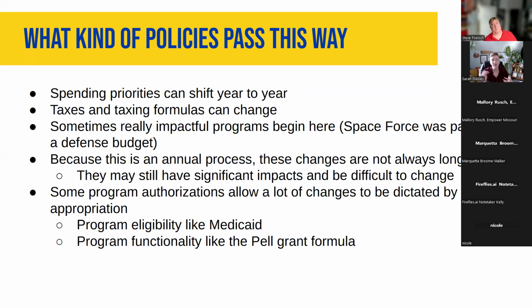Some program authorizations allow a lot of changes to be dictated by the appropriation process. So Medicaid program eligibility can be changed by the appropriation process. Functionality of programs can be changed. The Pell Grant funding formula was changed several years ago. So who receives Pell Grants and how much? That process happens solely through the budgetary process.